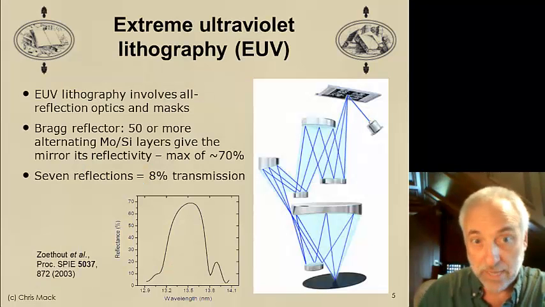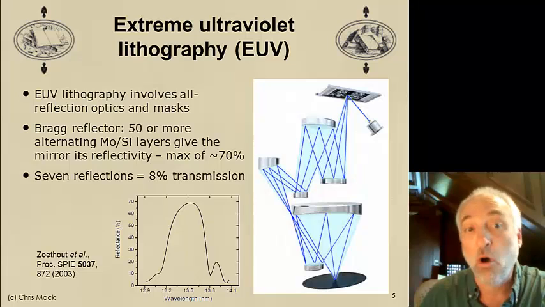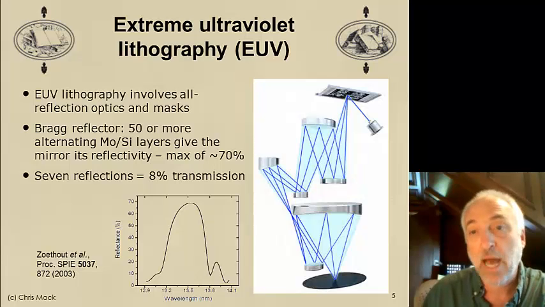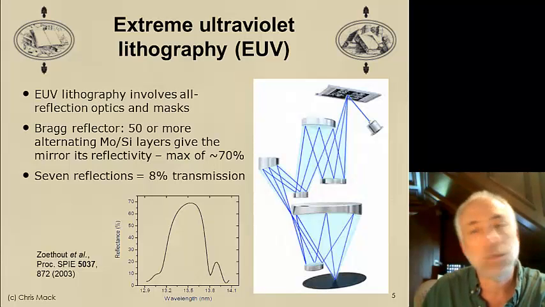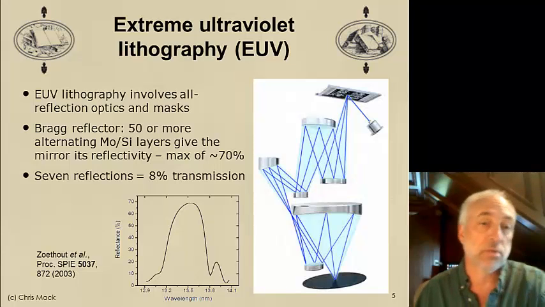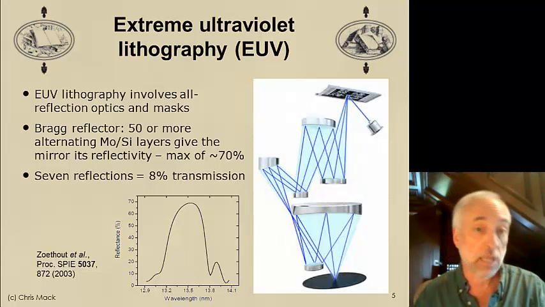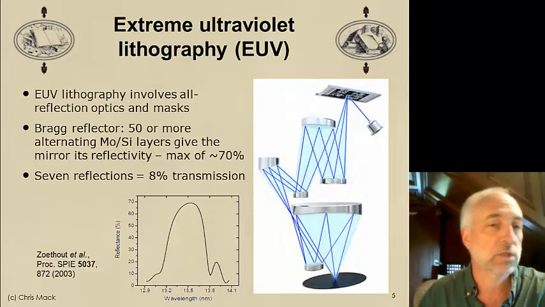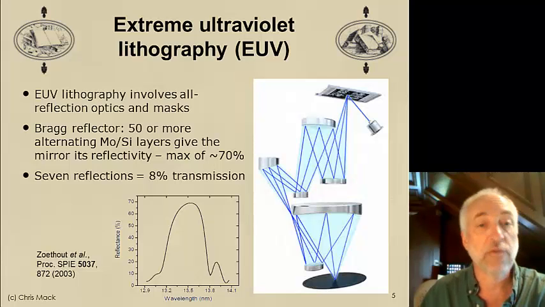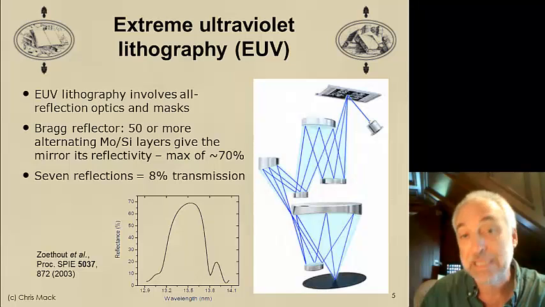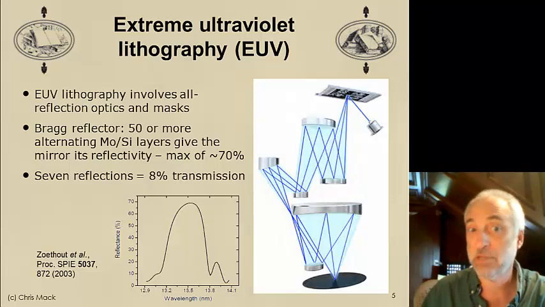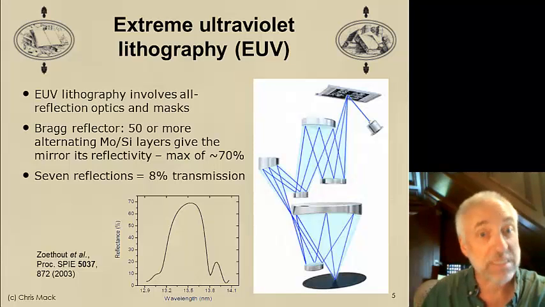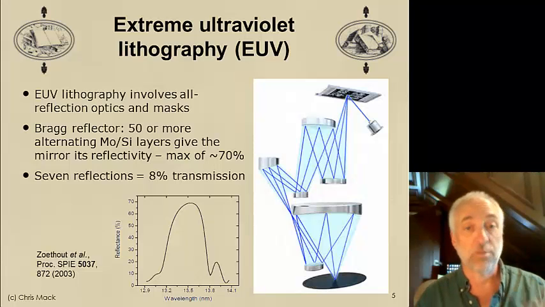First of all, as I mentioned, EUV lithography involves all reflective optics. It also involves a reflective mask. How do we make a mirror? Well, we can't just find some material like aluminum or copper or something that reflects. In fact, it takes a lot of work to do a good job of reflecting UV light. We use what's called a Bragg reflector. That is, we have alternating layers of molybdenum and silicon. Each of these layers are on the order of 2 nanometers thick, and then we have 50 or 60 or 70 of these layers to build up our mirror.